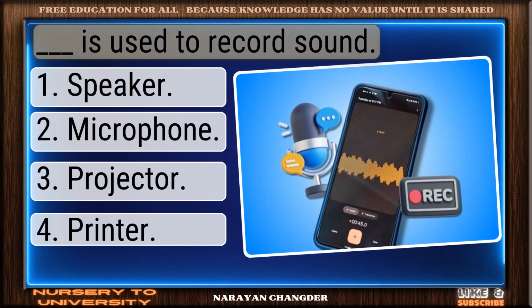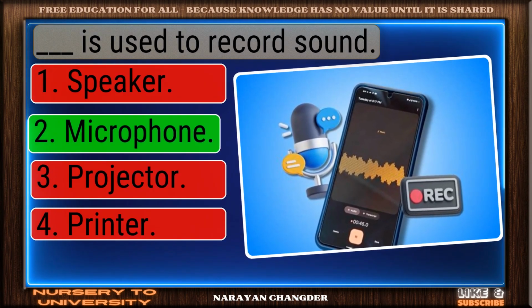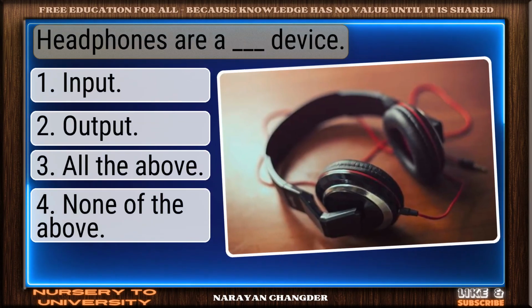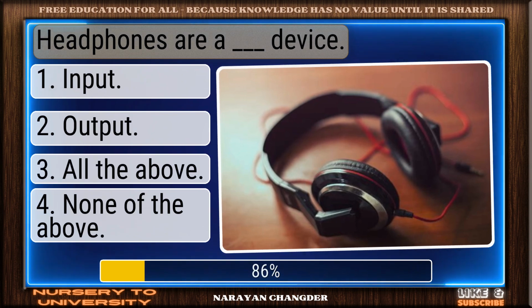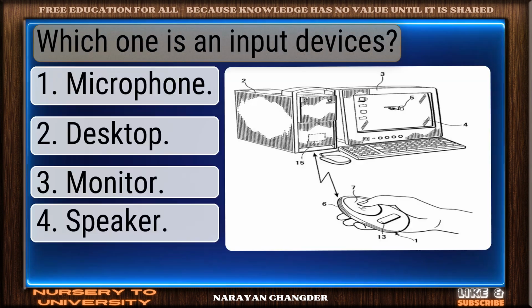Dash is used to record sound. Great thinking. Microphone is the right choice. Headphones are a dash device. Bravo. Output is the answer.